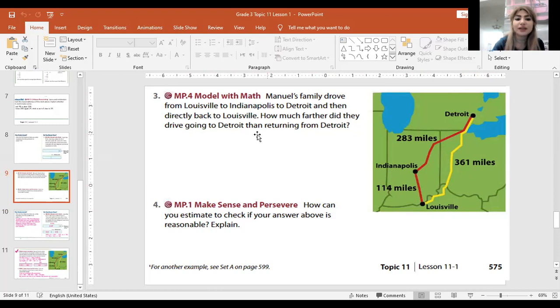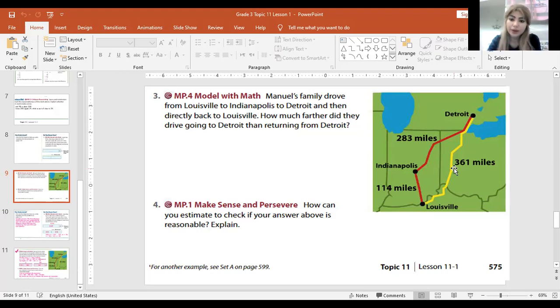How much farther did they drive going to Detroit than returning from Detroit? So he wants me to know what. Let's think, what's his question? He wants me to make a difference between two numbers. But do I have these two numbers here? No, I don't have these two numbers. I have to get them by steps.